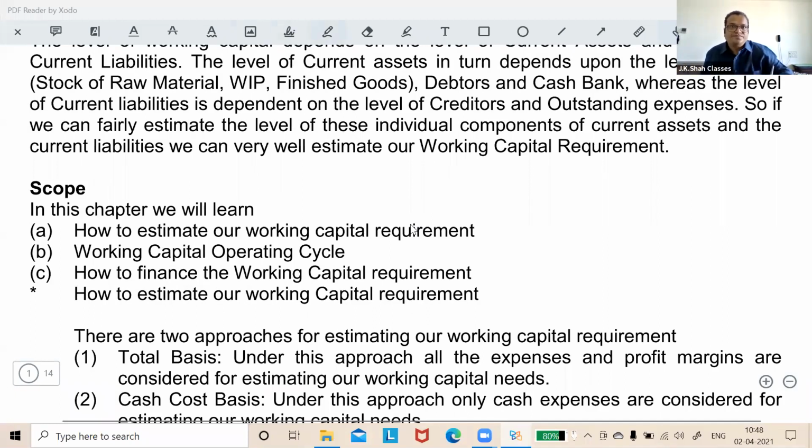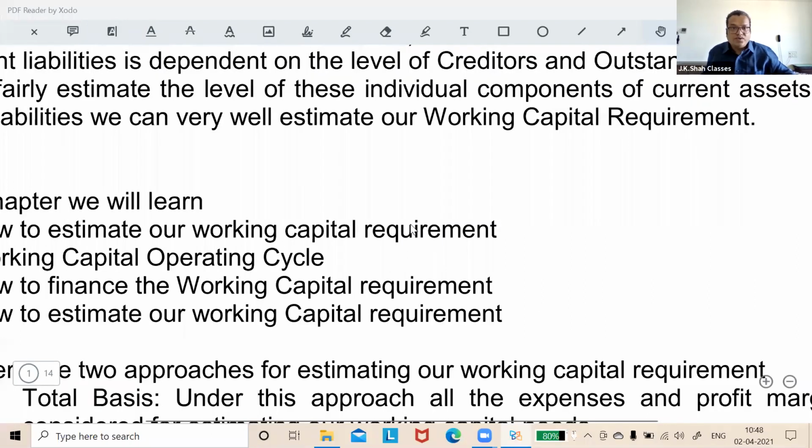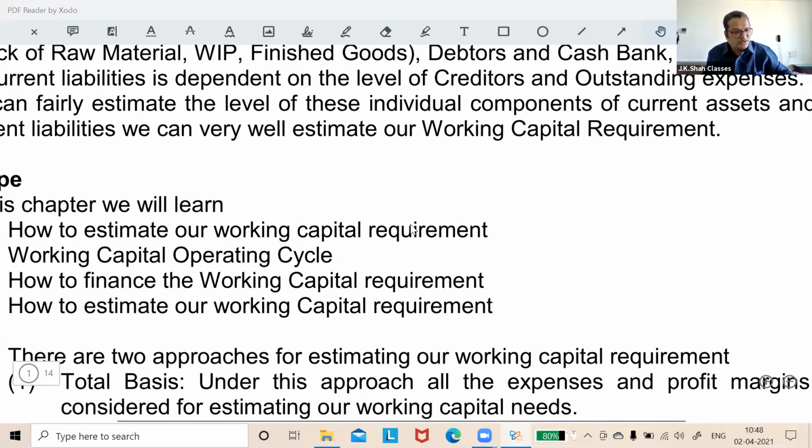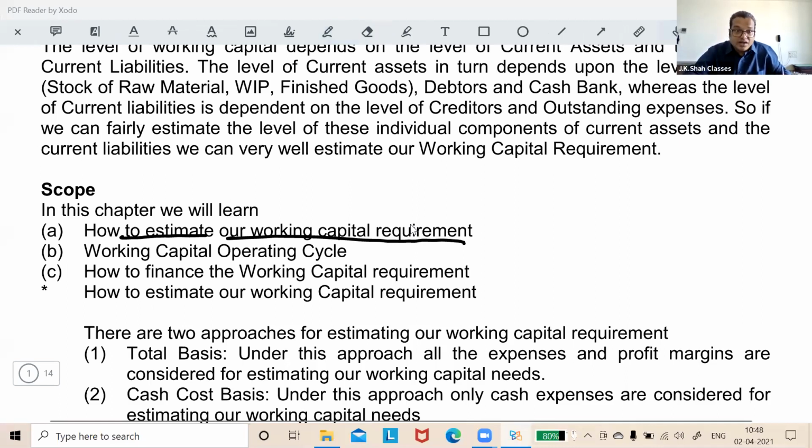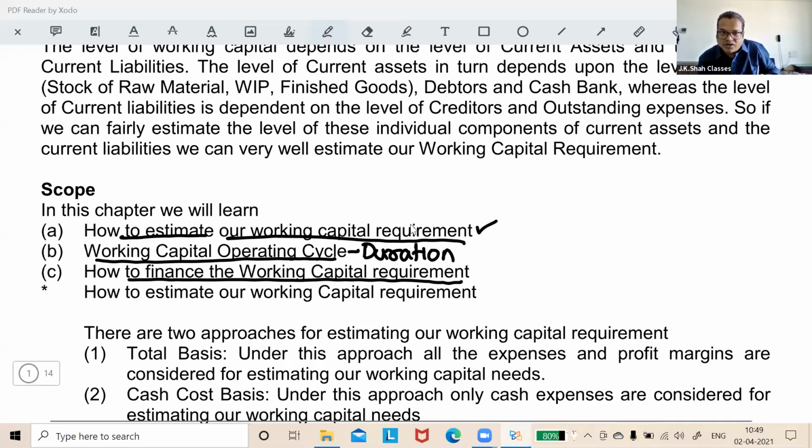See, the name of the chapter is Estimation of Working Capital. So what we will learn in this chapter is how to estimate our working capital requirement. Second, how to finance the working capital requirement. And then what will be the duration, that is called the working capital operating cycle. Because if I go to the bank and tell them, give me some loan, they are going to ask me, sir, tell us the amount. So how to estimate will cover the amount part.